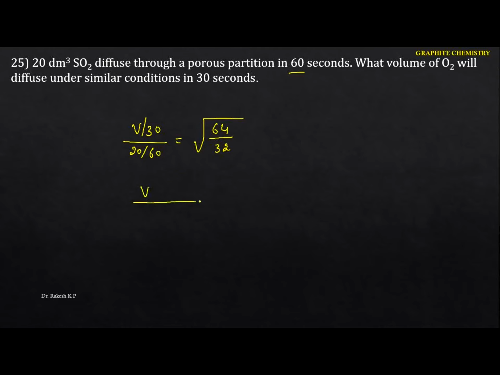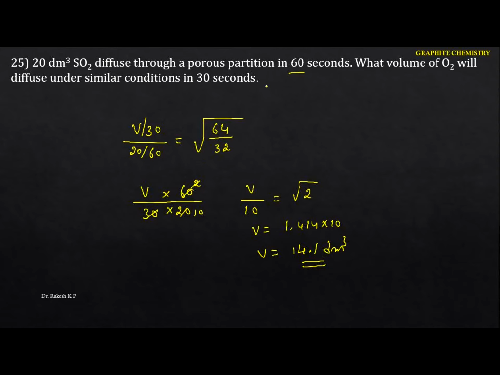That is V divided by 30, and the next thing here is 20, and here it is 60. So this is one time, this will be 2 times. This is one time, this will be 10 times. Now what is the remaining we are having? This is V by 10, which is equal to root 2. Now we have V equal to root 2, whose value is 1.414, into 10. The V value we got is 14.1 dm cube.